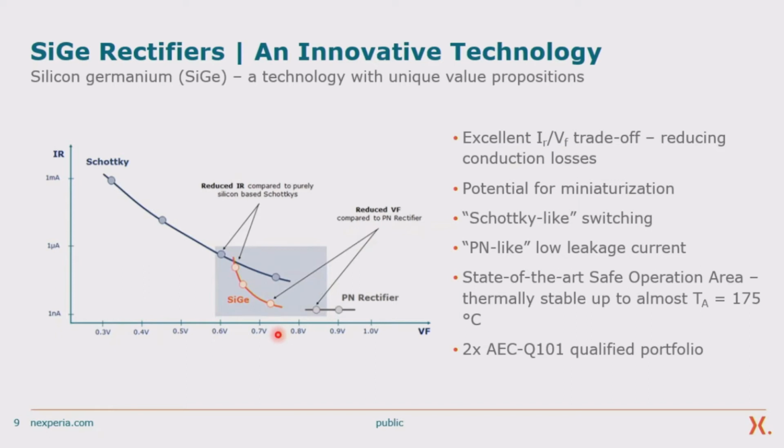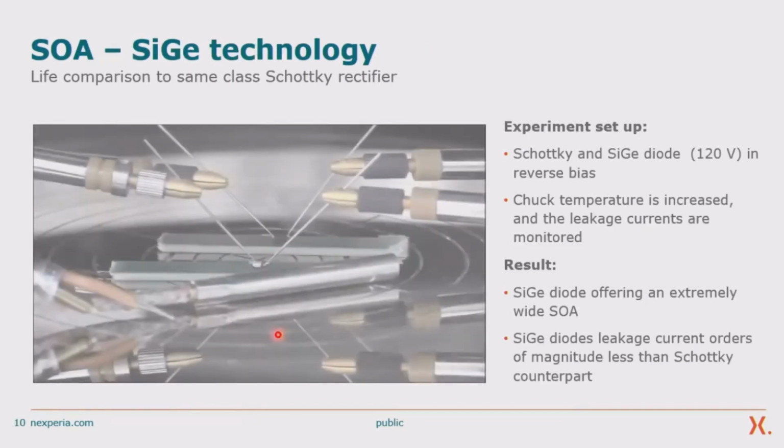Now you could also argue why not use a Schottky device as a freewheeling path in order to reduce the conduction losses. This is a fair question, but then you need to take care and watch out for thermal runaway issues, which is a critical point for Schottky rectifiers. And in order to highlight this, we have set up a very simple experiment on the next slide.